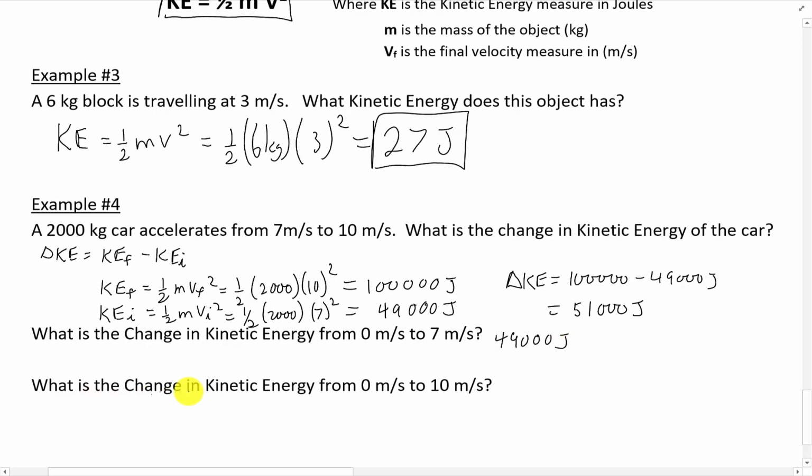And what is the change in kinetic energy from 0 to 10? I'm coming up with the answer already, 100,000 joules. So the amount of energy from going 0 to 7 is 49,000. We'll need another 51,000 to go from 7 to 10. So that's interesting. From 0 to 7, even though this is more than half the speed, it needs 49,000, and here is another 51,000. So it only gets you 3 more. If you double the energy, a little bit more than double.